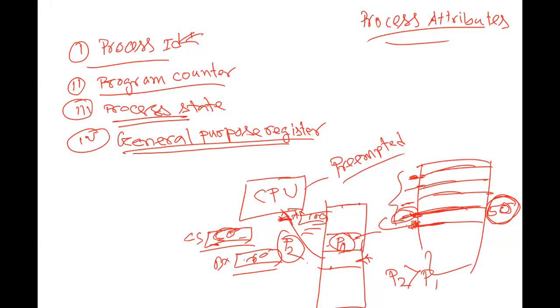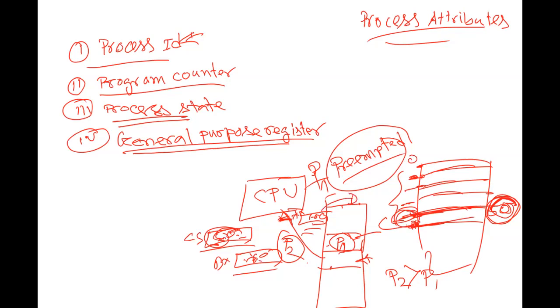So before P1 is preempted, you have to track these register values somewhere, because when P1 is scheduled next, you need these values. Since P1 completed till line number 50, it won't execute from the beginning again. It will start from line number 51, not from 0. So at line number 51, all the register values you should store somewhere.